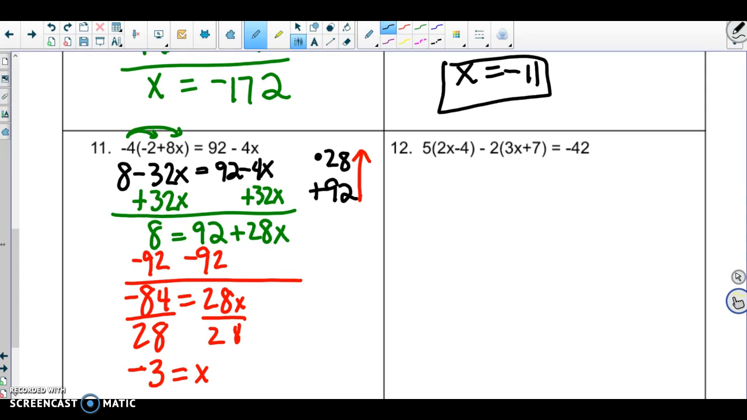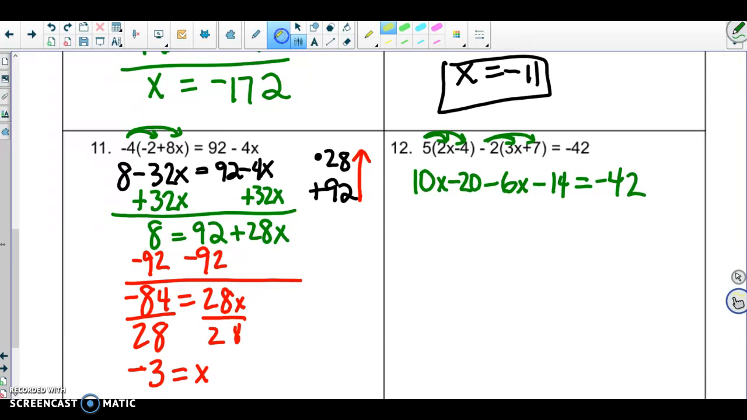In number 12, it looks like I have two things to distribute. So the first one would be here, where I take 5 times 2x to get 10x, and minus 20, because 5 times -4 would be the minus 20. And then I have this -2. Remember, it's not just 2, it's a -2. So I'm going to take -2 times 3x to get -6x, and minus 14, because -2 times 7 gives us a -14. Okay, and that equals -42.